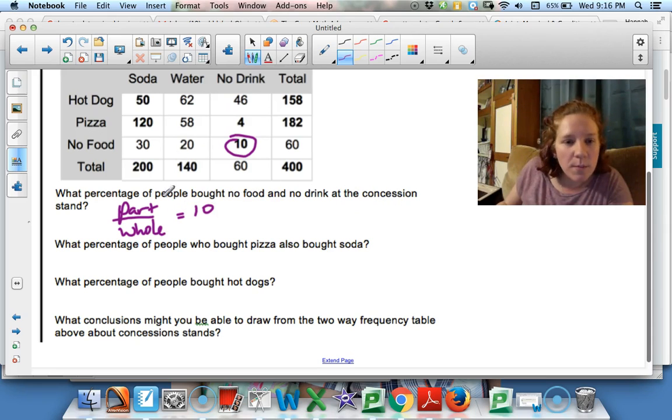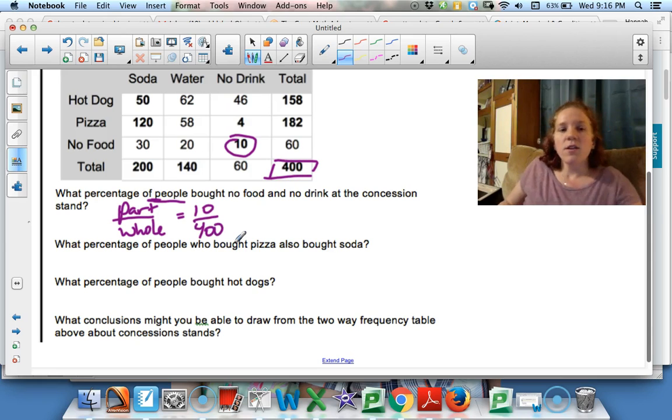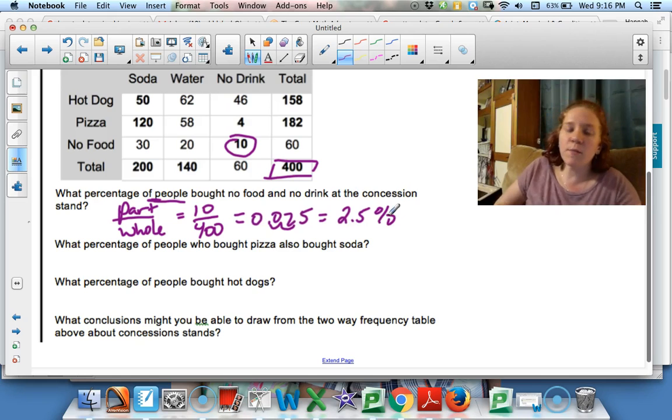Compared to what percent of people. Oftentimes this whole is going to come from wherever you see that word "of." That's going to tell you what you're looking for. So what percent of people? Well, the total number of people was 400. It wants a percentage, so I'm going to have to divide that 10 divided by 400, and I get 0.025, which as a percentage, I move this over 2 spots and I get 2.5%. So 2.5% of people didn't get any food or drinks.